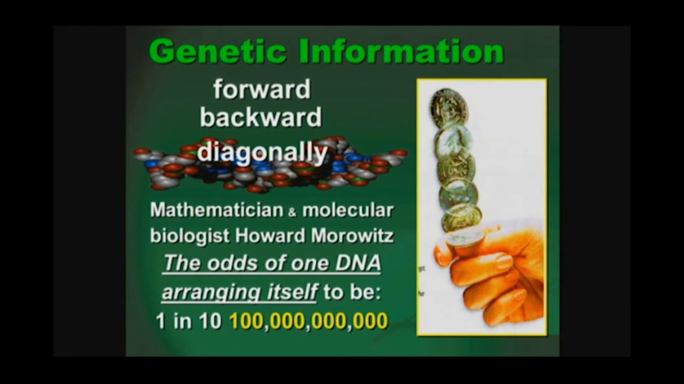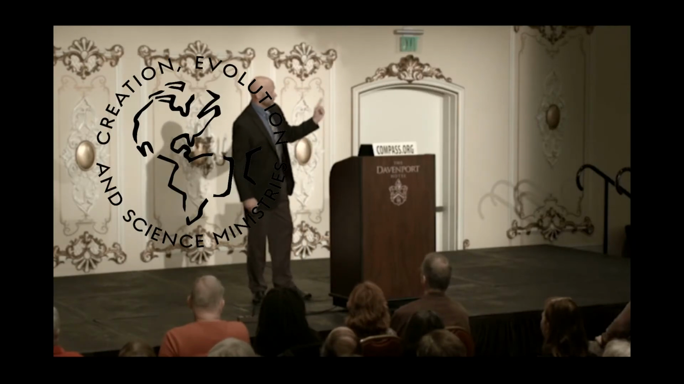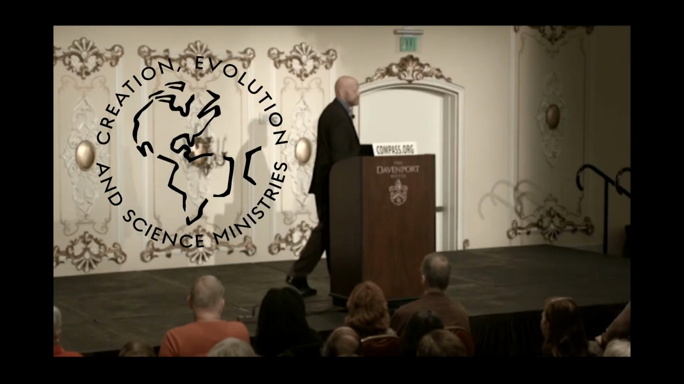In Arizona, where I live, we have a state lottery. Your odds of winning the lottery every week, 52 weeks a year, for 27,000 years in a row is mathematically better than one DNA chromosome arranging itself in nature, which is why we've got the law of biogenesis.